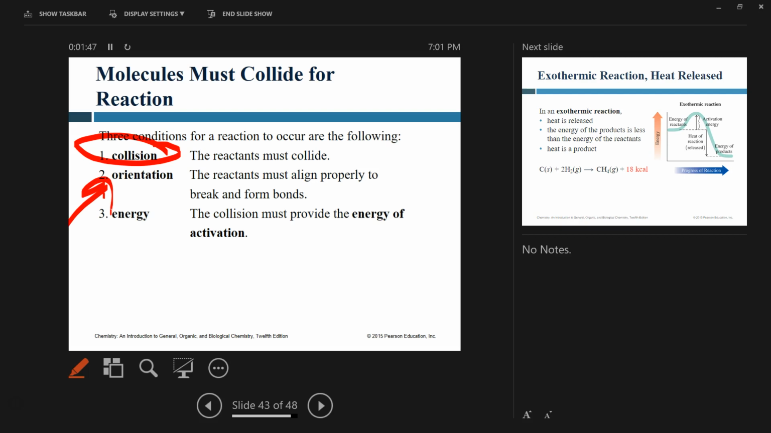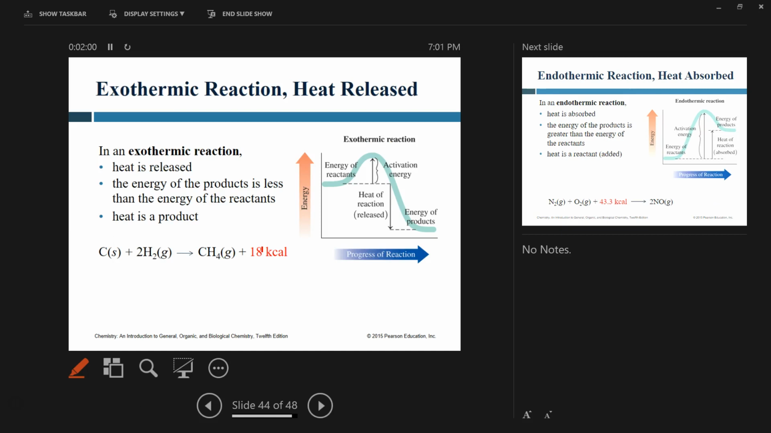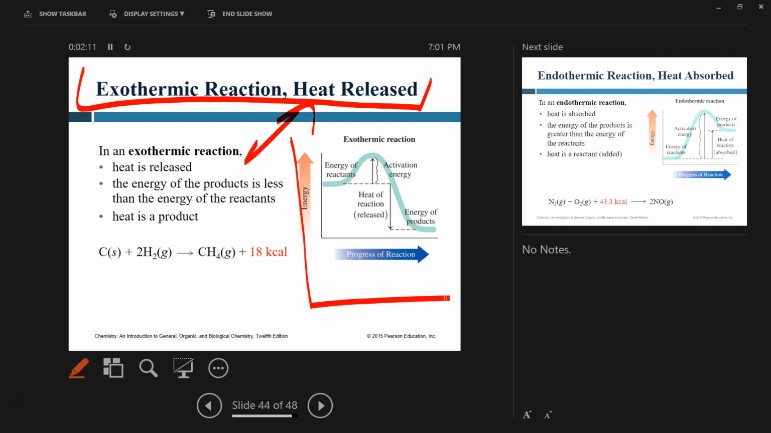And in order for the reaction to proceed, that collision must provide sufficient energy, called the energy of activation. So the first example of a chemical reaction is an exothermic reaction, which releases heat. So in this graph, you can see the energy level on the y-axis and the reaction progress on the x-axis. So you can consider the x-axis as the time.